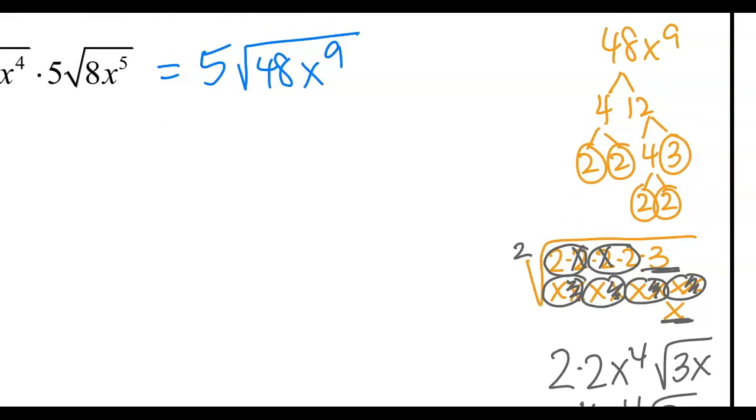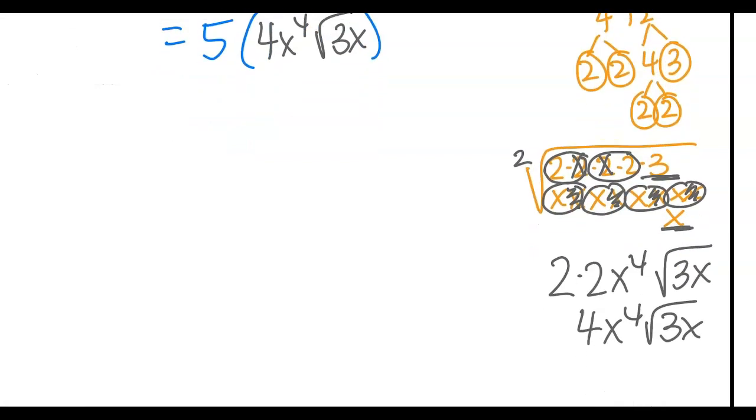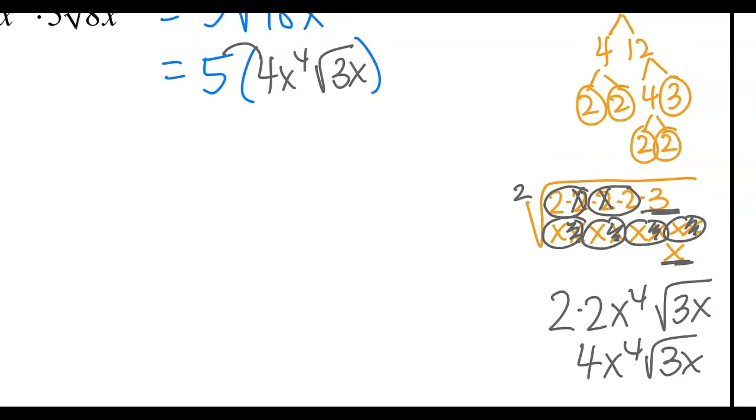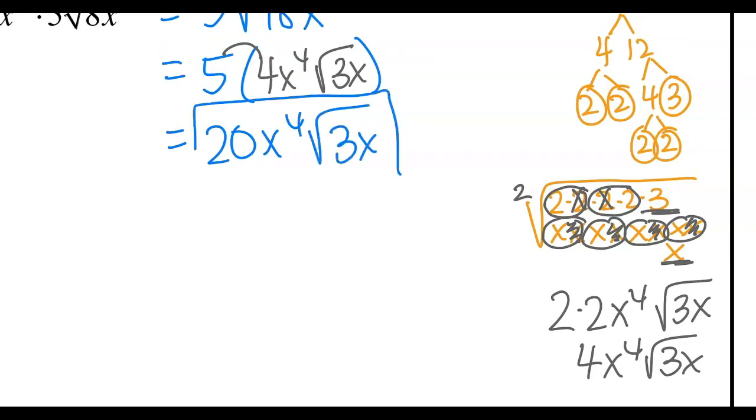So we're going to rewrite this as 5 parentheses. In that parentheses, we're going to put 4x to the 4th power, square root of 3x. All I need to do now is just simplify. So I'm going to multiply 5 times 4, which is going to give me 20 x to the 4th power, square root of 3x. Do not multiply that 5 with the 3. Do not distribute that. This would be your answer.